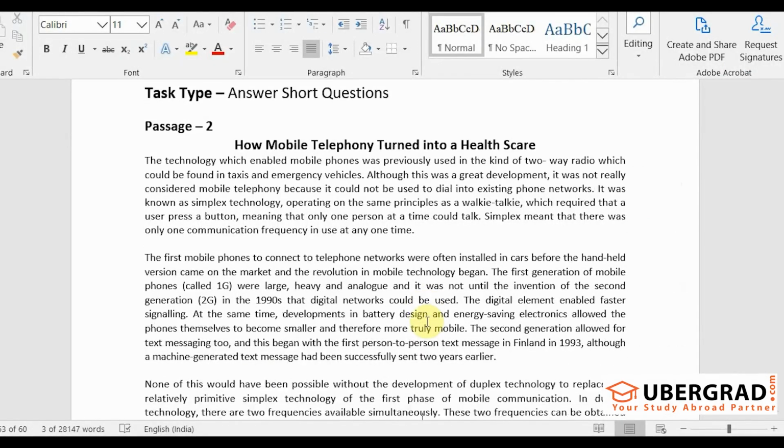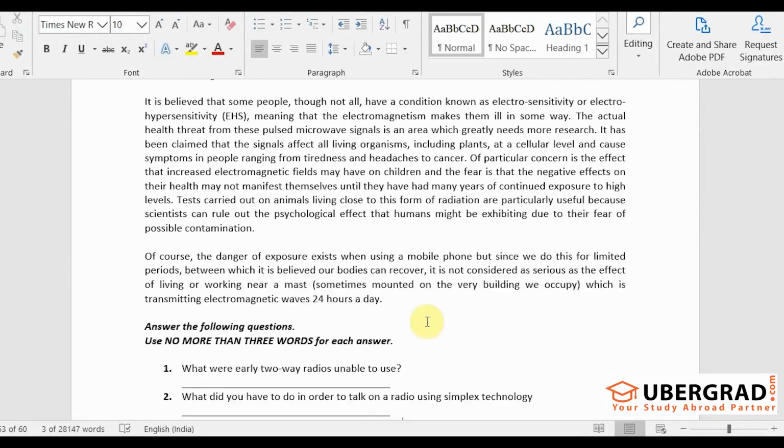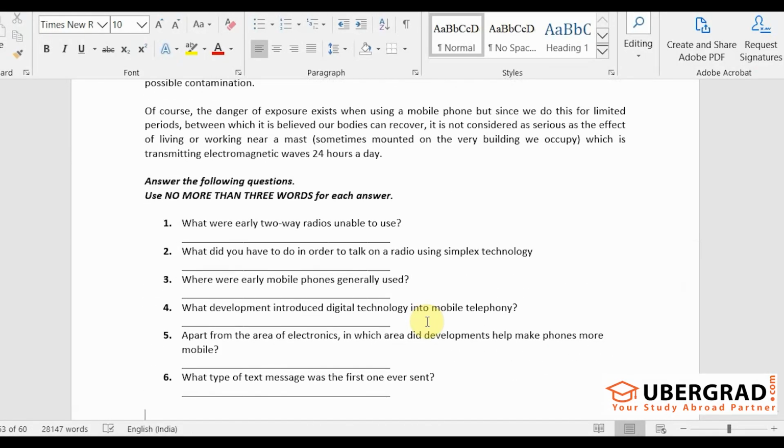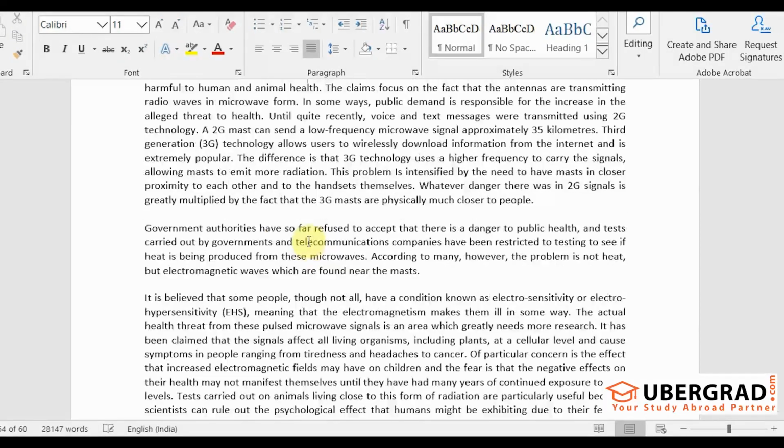Now, what did you have to do in order to talk on radio using simplex technology? So what did you have to do? We have to do something, means talking about some kind of an action. We need to do something in order to talk on a radio using simplex technology. So let's take simplex technology as a keyword, and the answer should be a verb, right? Let's search for it, simplex technology.